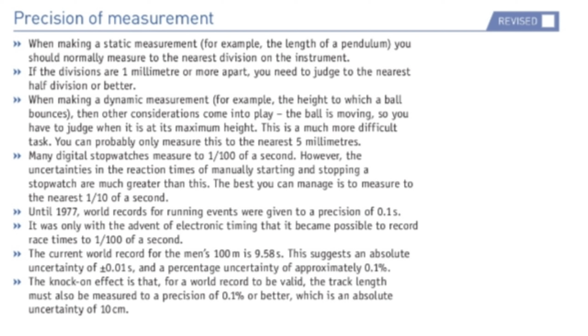This suggests an absolute uncertainty of plus or minus 0.01 seconds and a percentage uncertainty of approximately 0.1%. The knock-on effect is that for a world record to be valid, the track length also must be measured to a precision of 0.1% or better. This is an absolute uncertainty of 10 centimeters.